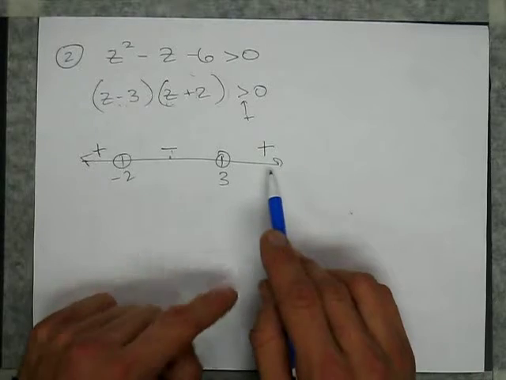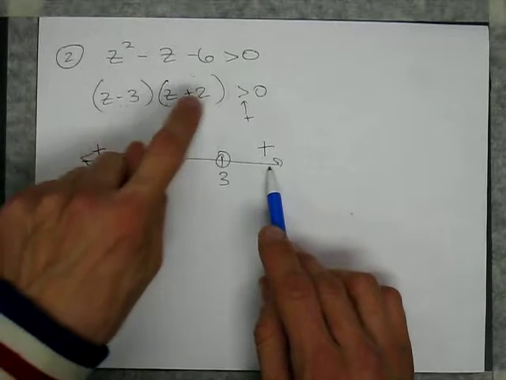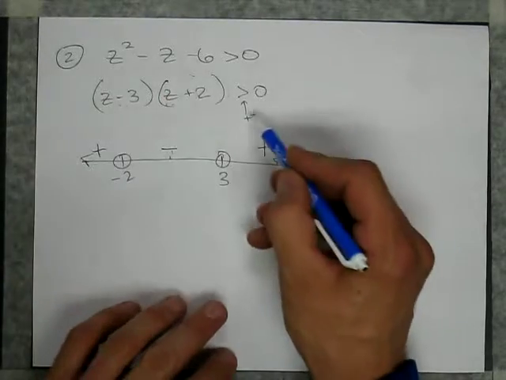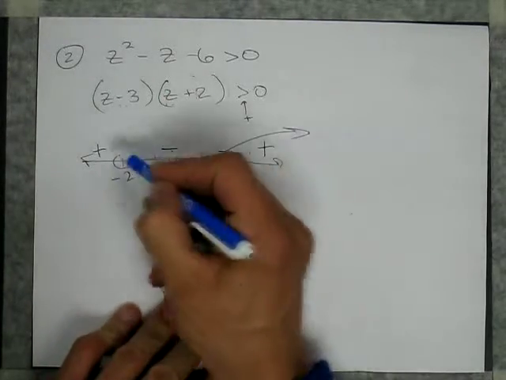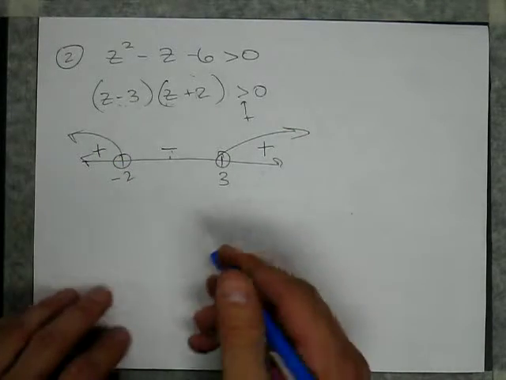Plug in a test point of 5. 5 minus 3 is 2, so that's a positive. 5 plus 2 is 7, that's a positive. A positive times a positive will give you a positive. Again, we are looking for positive values. Those were positive thinkers. Go Cubs.